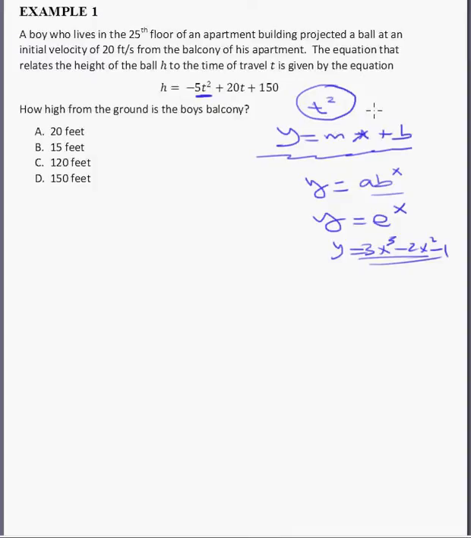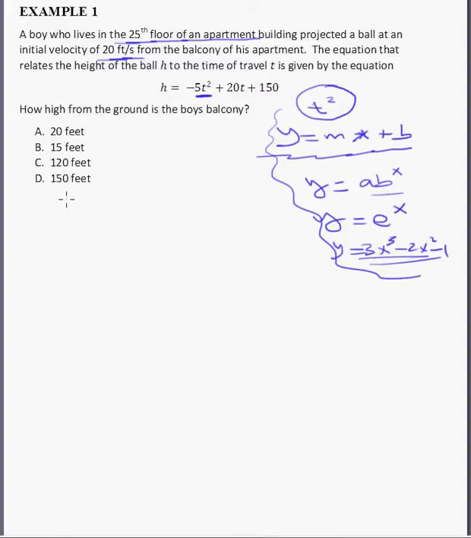Okay, so you will generally be seeing things like that. Not difficult, but they expect you to make some decision on the expression that they give you. In this case, they gave you this expression, and they are asking: this boy is sitting on the 25th floor of an apartment building, throws a ball at 20 feet per second to hit the ground, and they want to find out how high the ball is from the ground.